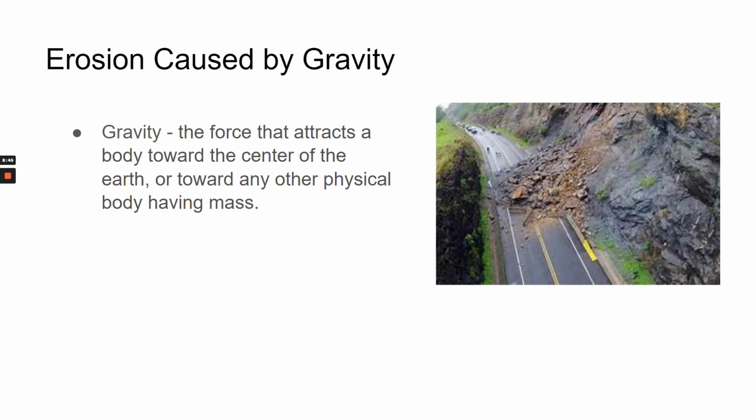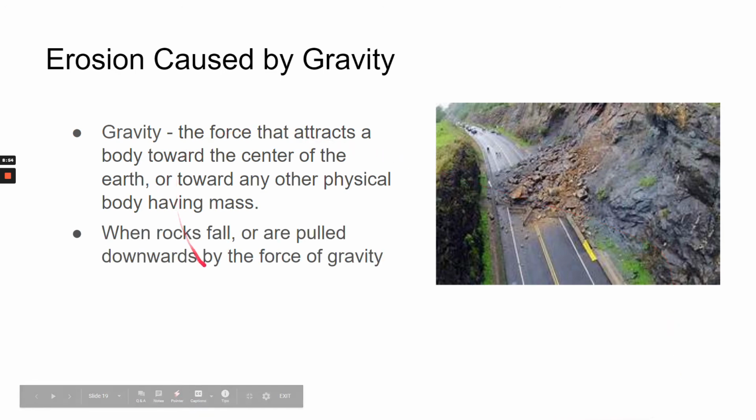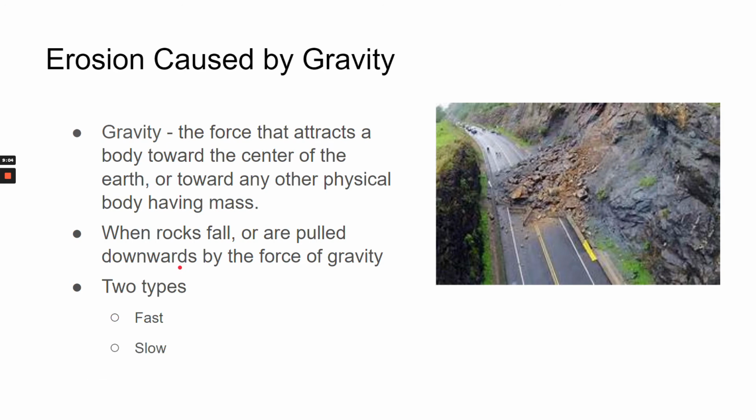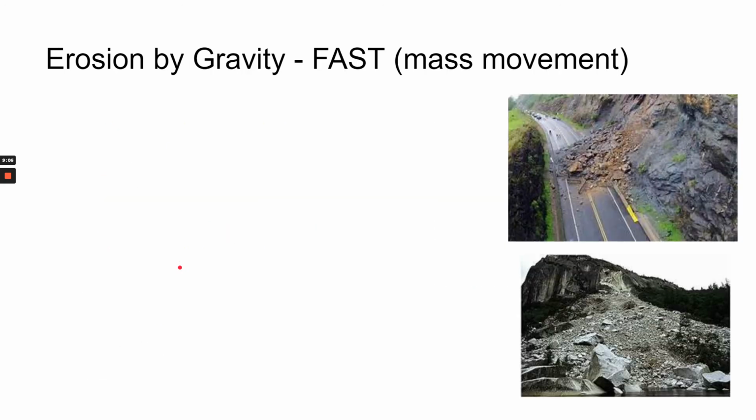So things that are located at a high elevation, if they're not stable, that force of gravity is going to pull them down. So when rocks fall or are pulled downward by the force of gravity, we call this erosion caused by gravity. And there's two types of erosion caused by gravity. We have fast and we have slow. And I'm going to go through each of these separately.